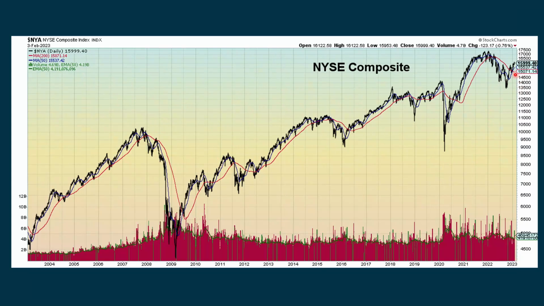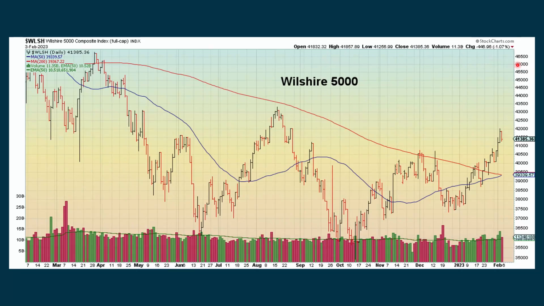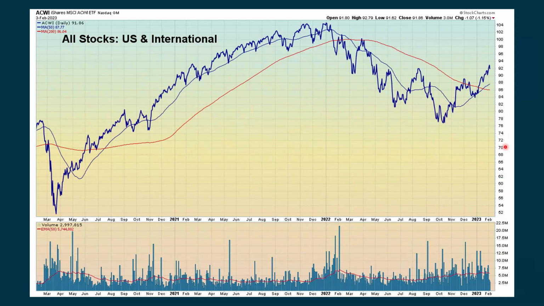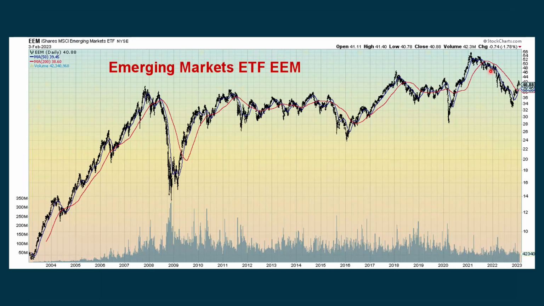NYSE Composite, recent golden cross and now establishing an uptrend, and this is another broad-based measure of the market. The Wilshire 5000, just about getting ready to give us a golden cross as long as we stay above both of these moving averages. All stocks, we had a golden cross recently and are establishing an uptrend. We're getting close to an uptrend being established on the weekly chart.